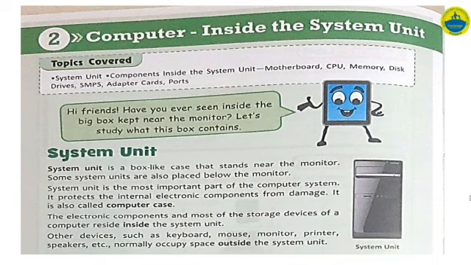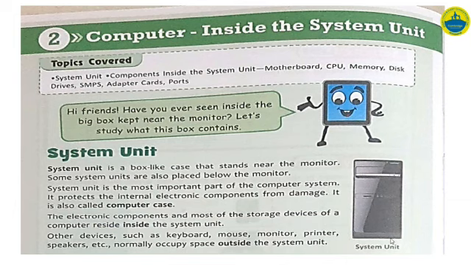In our day-to-day life, or in our previous classes, when we learned the parts of the computer, this box we have always known as the CPU box. There is one monitor screen, keyboard, mouse, UPS and CPU box. This big box we call the CPU, but actually this is called the system unit.